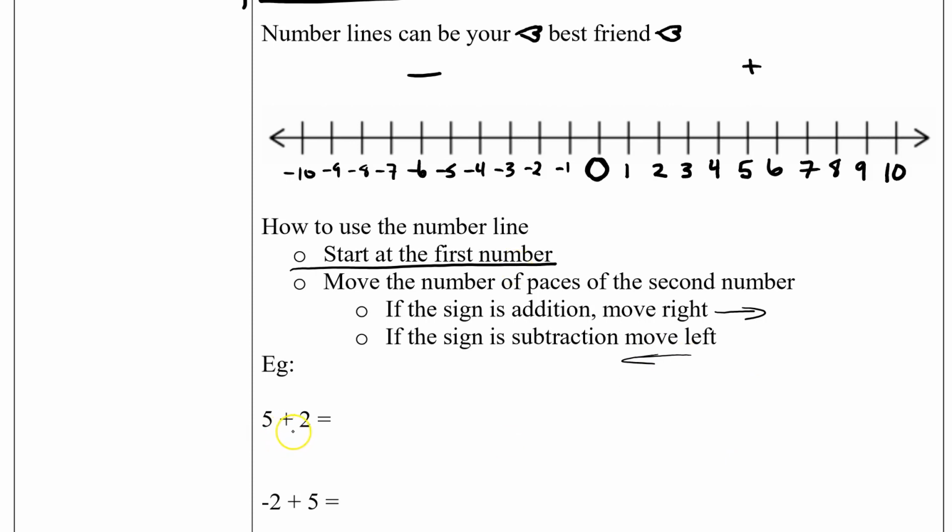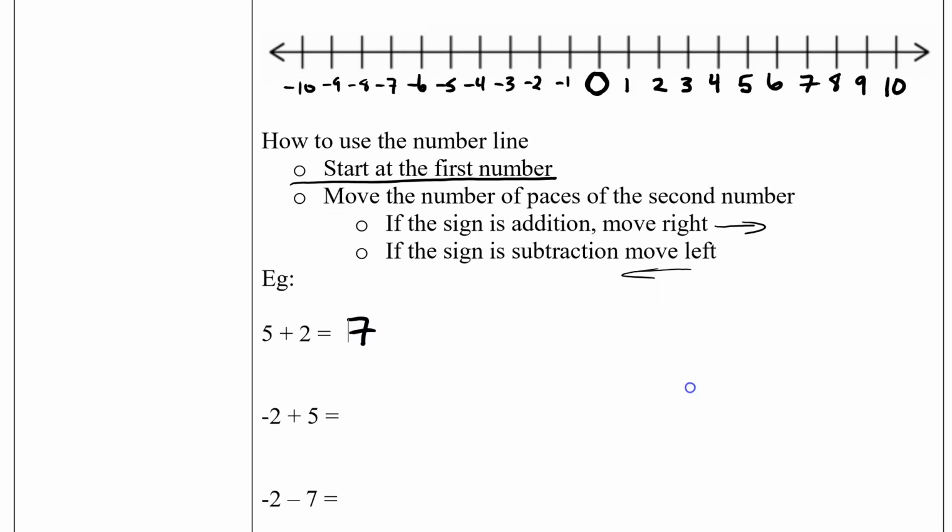So 5 plus 2. I'm going to start at the first number, at 5, and I'm going to move 2 paces. And since it's plus, I'm going to move right. So 1 and 2. So that is 7. Okay, that's great. Now moving to the next one here.